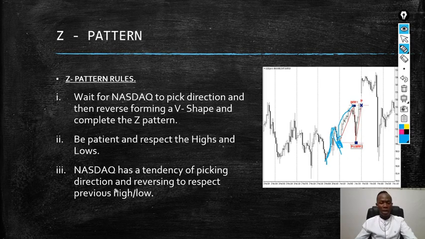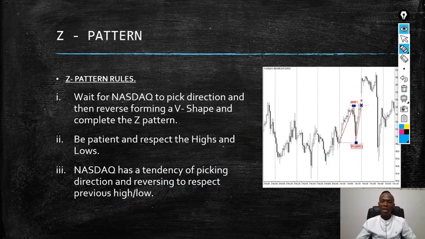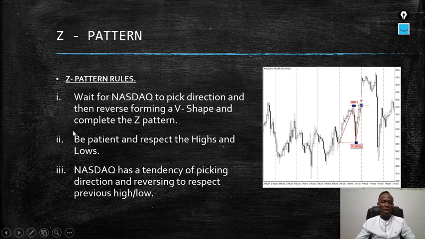The rule says this: Nasdaq has a tendency of picking a direction and reversing to respect the previous low or high. In this instance, the market pushed to the upside, came back to respect the previous low, and then completed our V shape to impulse to the upside, completing our Z pattern. I hope that makes sense. These are just the basic rules, so let's jump to another slide.